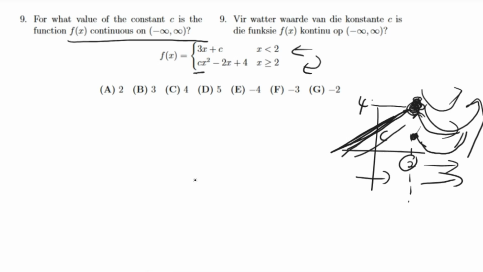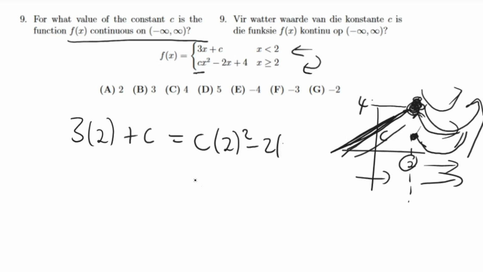And so we will say 3 times 2 plus c must be equal to what? The same c that we are looking for, the very same c, when x is 2: c squared minus 2 times 2, plus 4. Then we solve for our c from here. Be careful, this is just the linear function 3x plus c there. You must equate it to c squared minus 2 times 2, the same x value, plus 4.